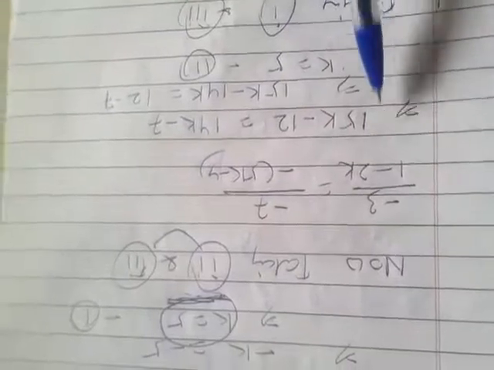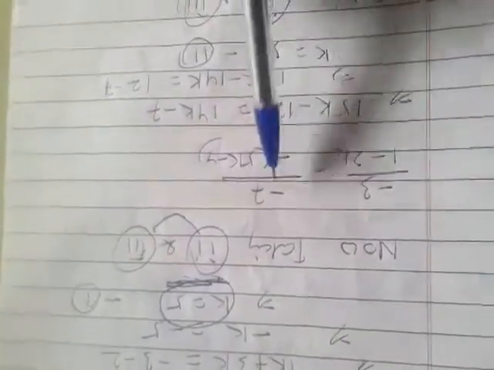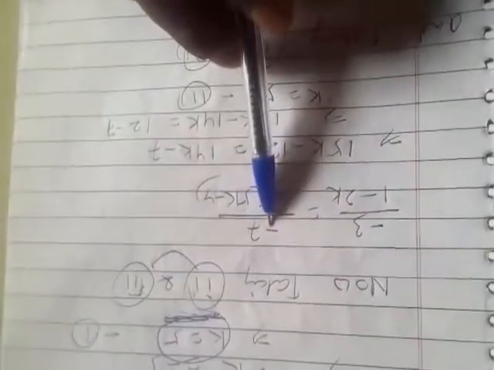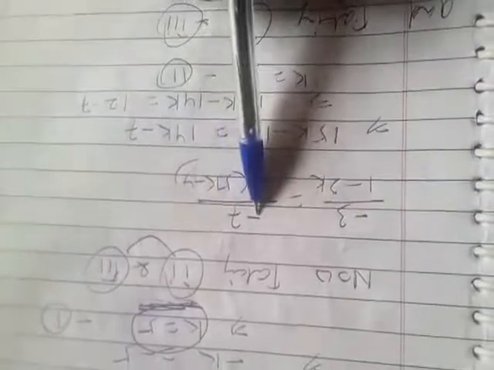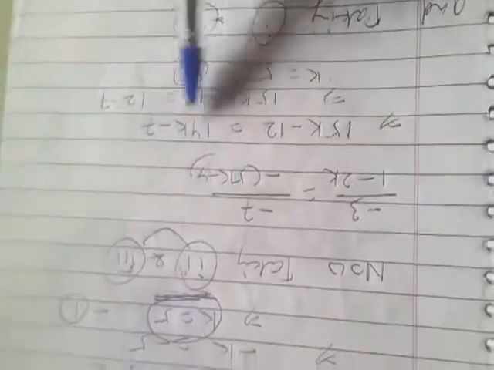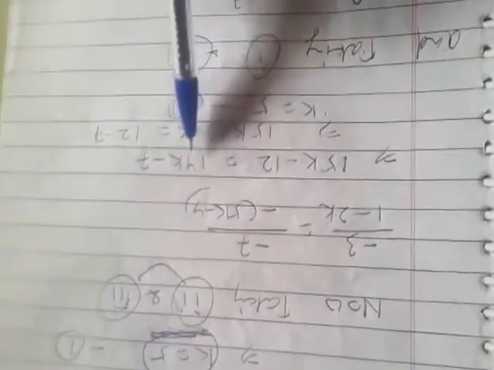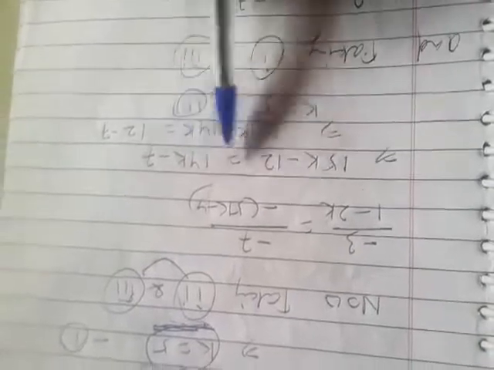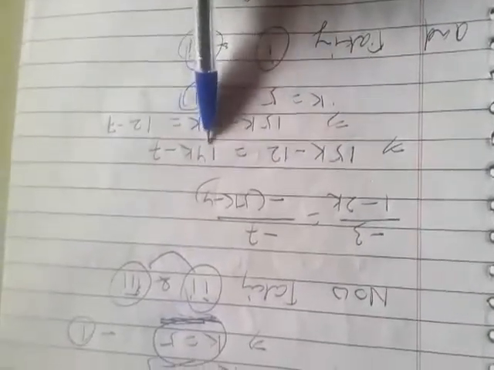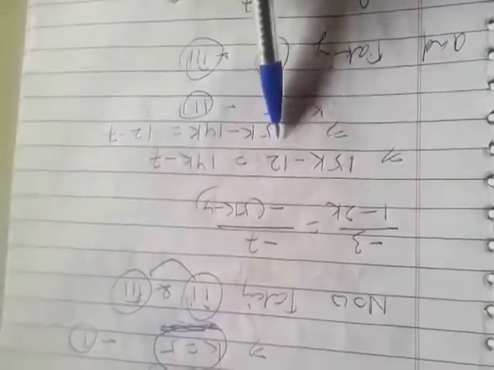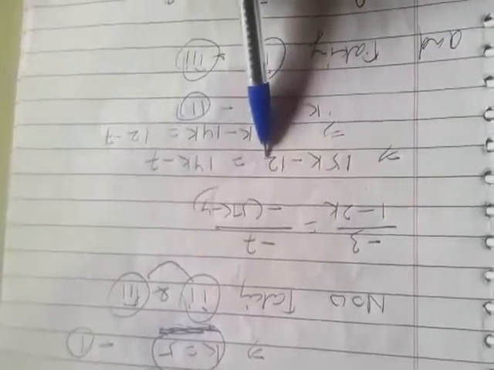And this 1 minus 2k when multiplied to minus 7 it will become minus 7. Minus 7 into 1 is equal to minus 7, and minus 7 into minus 2k will become plus 14k. We will transpose the terms now. We will take 14k in LHS and minus 12 in RHS.